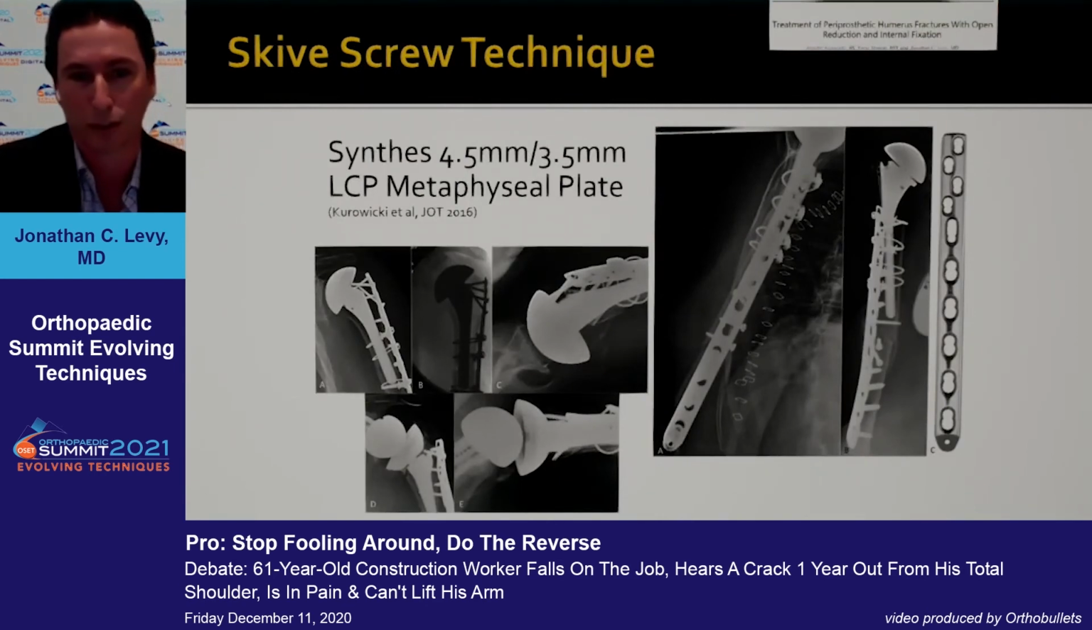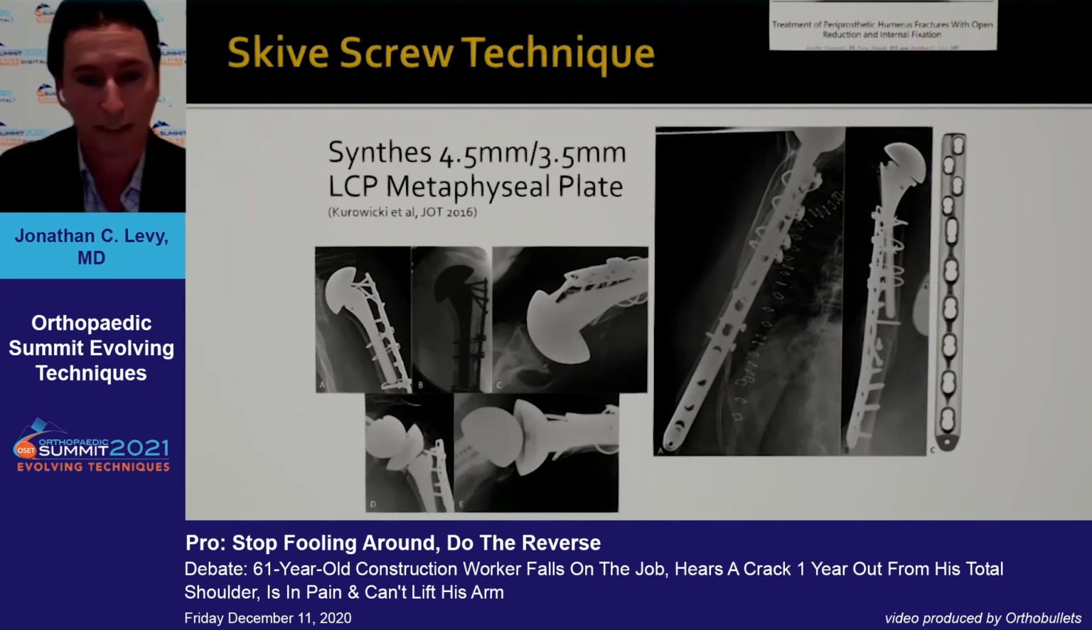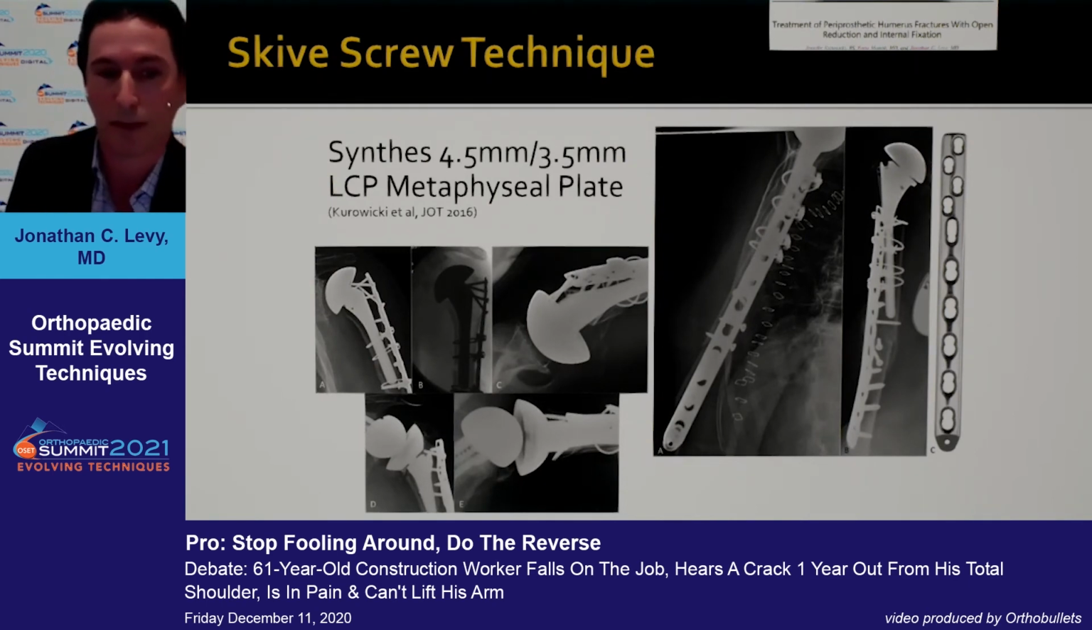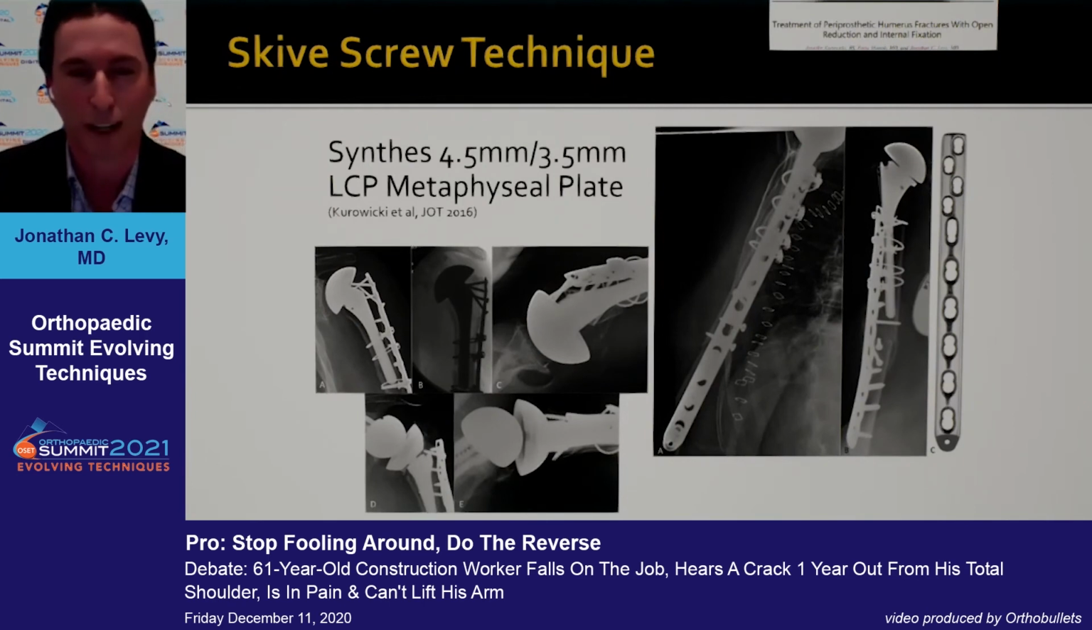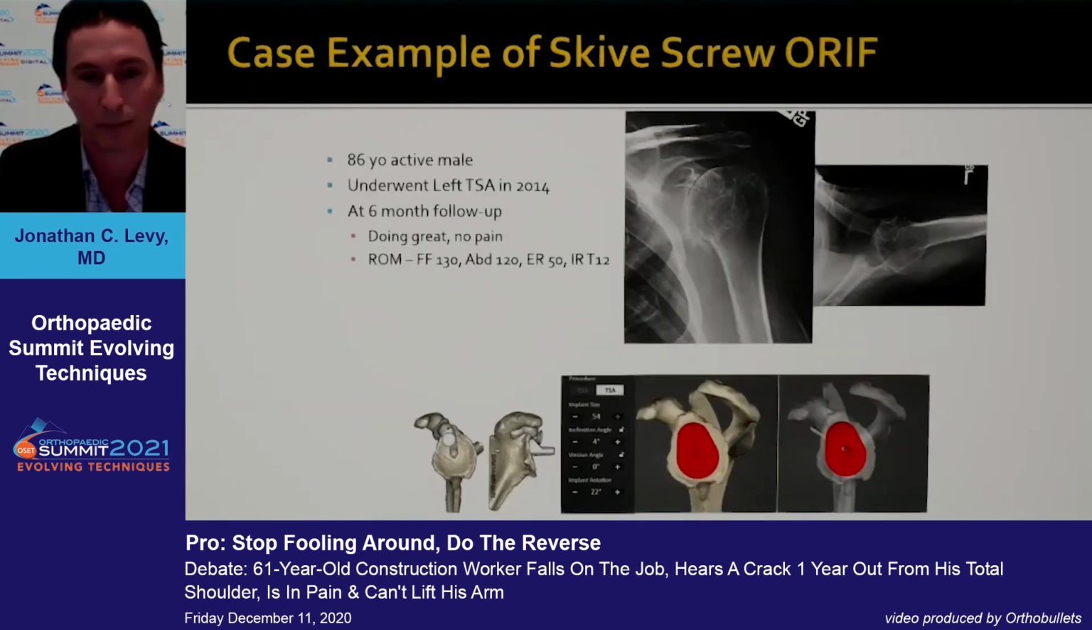We published this years ago in the Journal of Orthopedic Trauma, 2016, utilizing this particular plate that you see on the right. I've got no disclosures related to that. It's a Synthes 3.5 metaphyseal plate, but the oblong holes at the top really give you an opportunity to shoot screws around the stem. Certainly if the original arthroplasty surgeon was kind enough not to fill the entire humerus with metal, it gives you the opportunity to throw Skive screws, and you can even add cerclage wires to enhance the fixation.